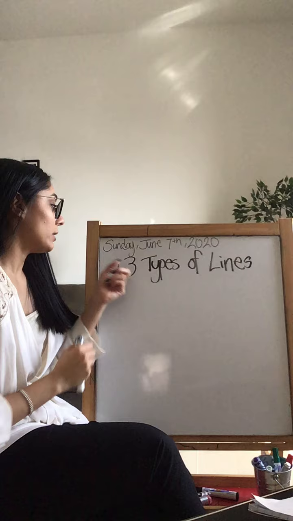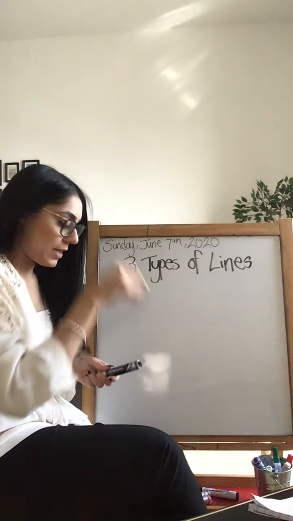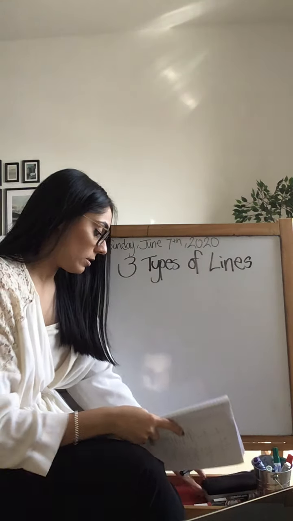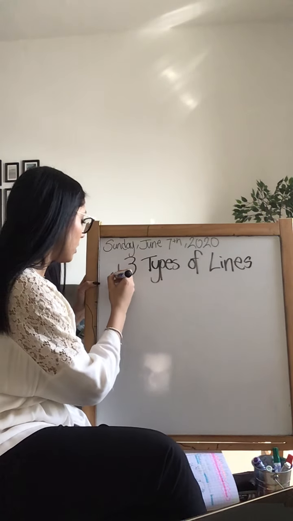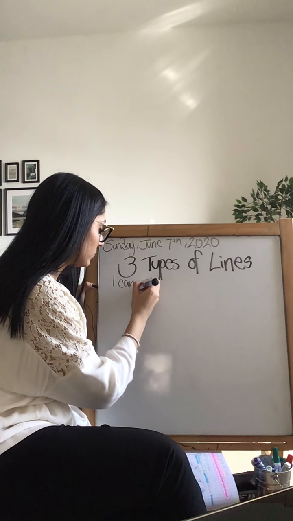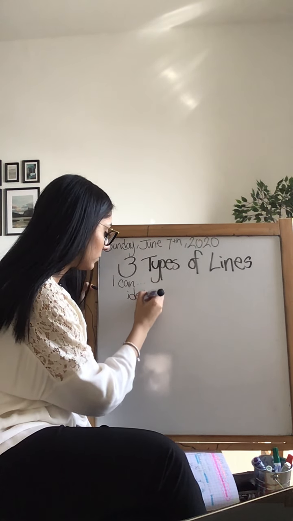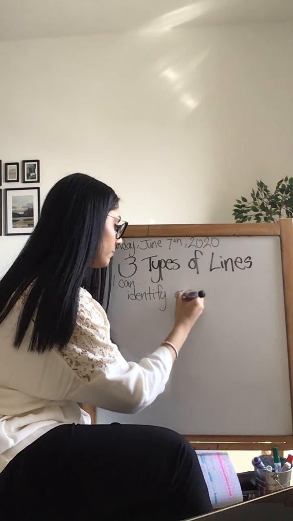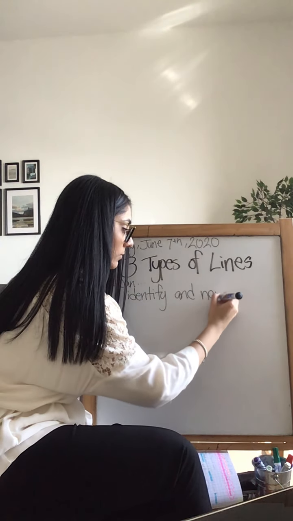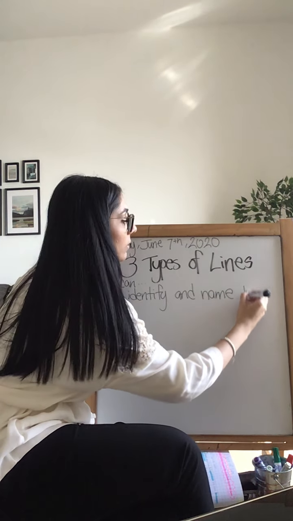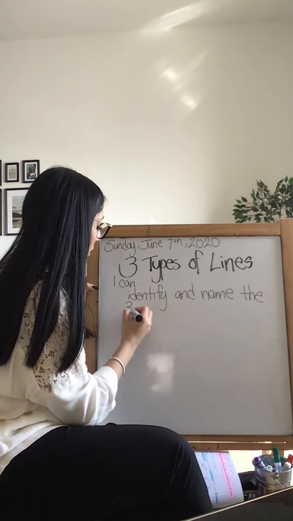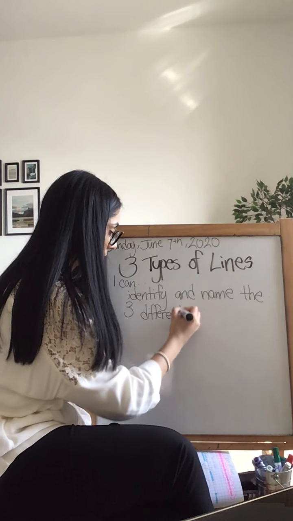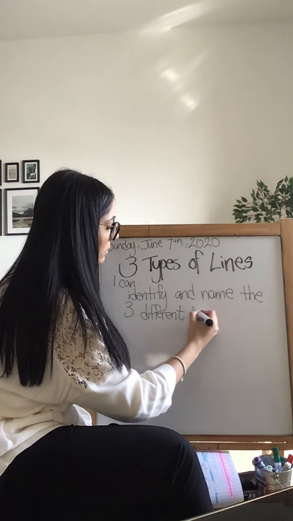Okay, our title is 3 types of lines. Make sure your date is there. And then our I can statement is, to my notes, so I don't leave anything out. Notes are, I can identify and name the 3 different types of lines.